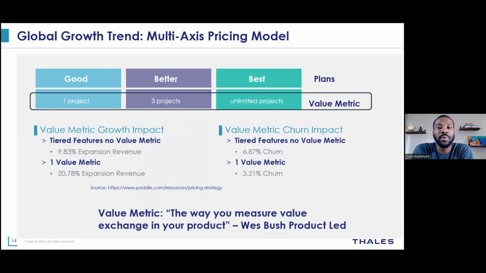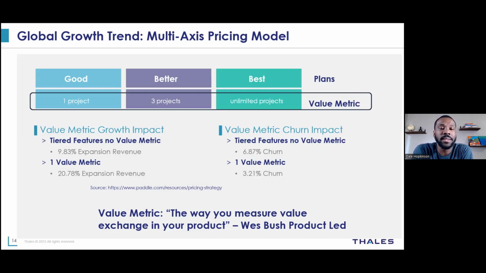So in my example, I have a fictitious project management software. So the value metric is project. The more projects someone is managing, the more value they're getting out of the offering. So I want to align the pricing based on that value metric, projects in use or active projects, however you want to define projects. But there's actually some real data behind this, right?